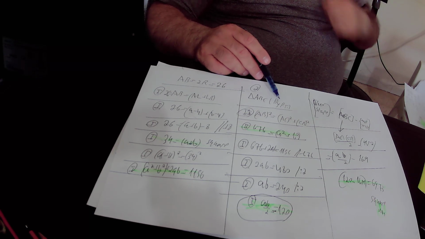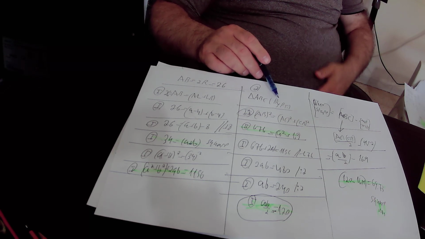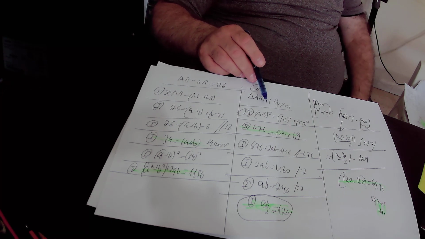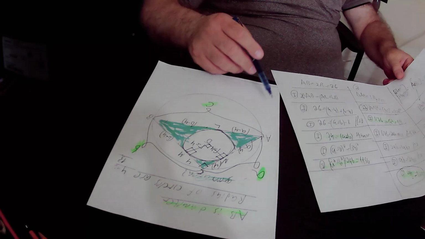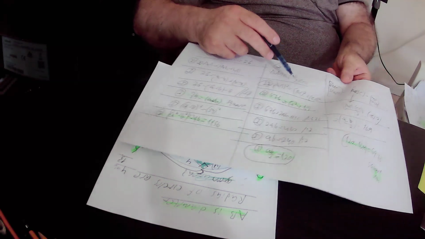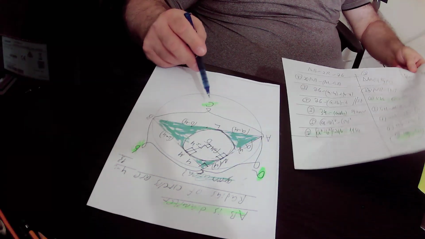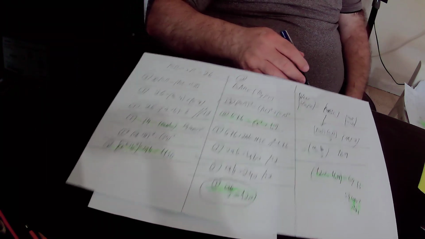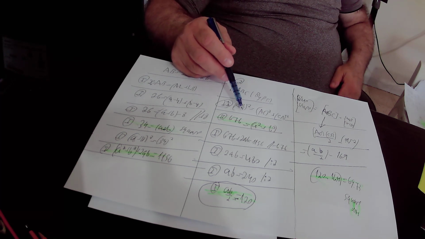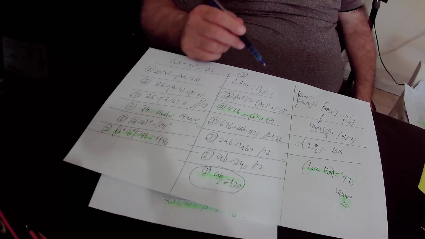AB equals 26, so AB squared is 26 squared, that is 676. And AC equals A, so AC squared is A squared. BC equals B, so BC squared is B squared. So in conclusion, we found out that 676 equals A squared plus B squared.